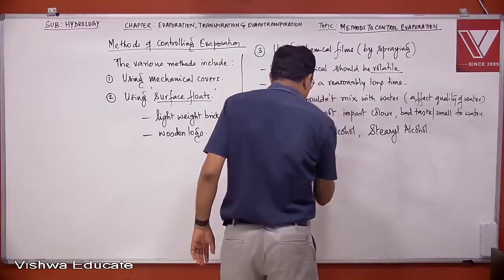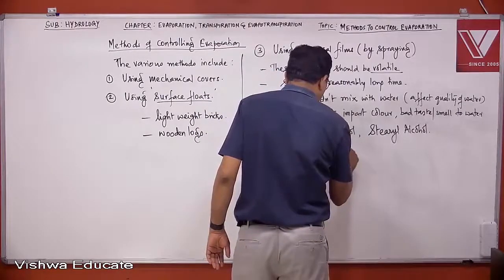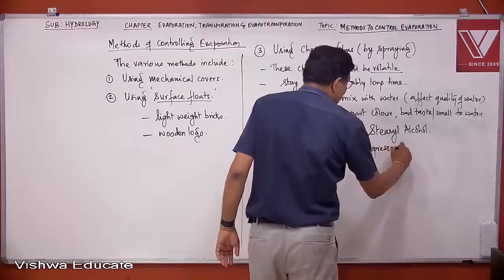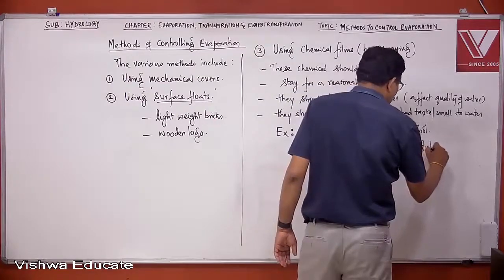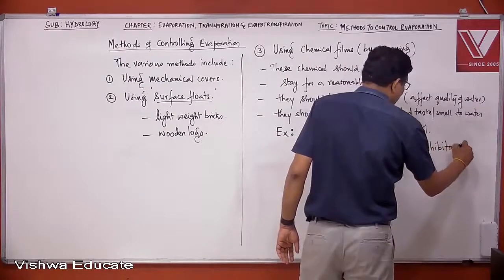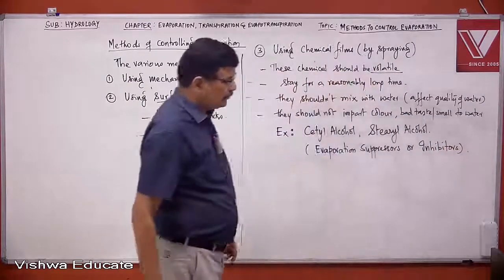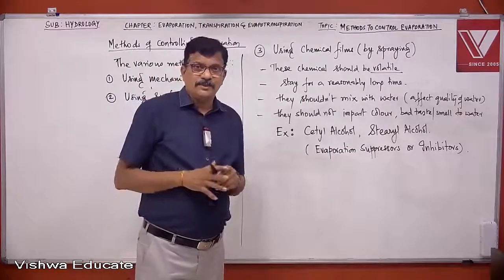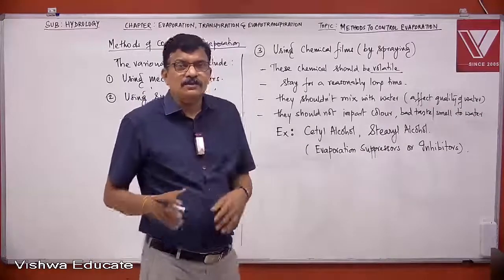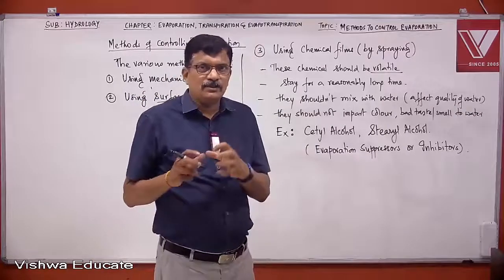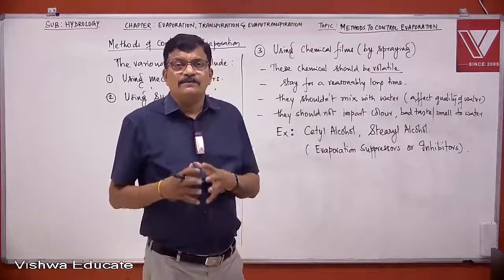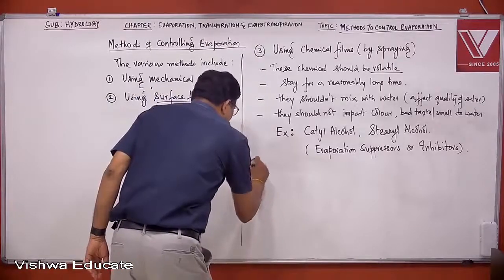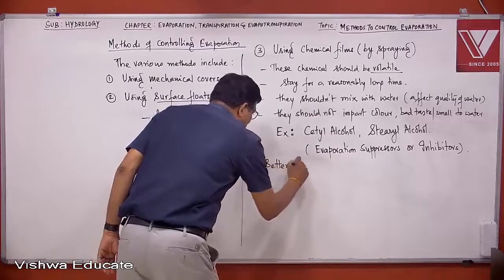I'll write here. Such chemicals are called as evaporation suppressors, or they can also be called as inhibitors. But these are costly compounds, so you should keep in mind the economy also. But if a state or a country can afford, this becomes the most effective method of controlling evaporation. Okay. Another method is by better planning of the reservoir.